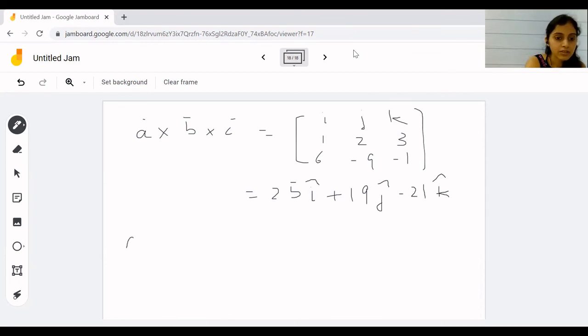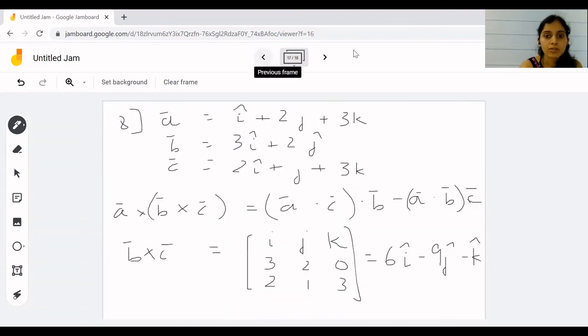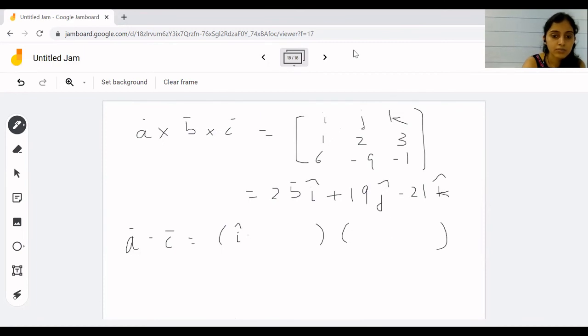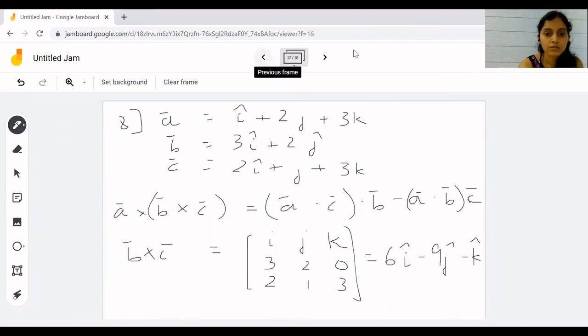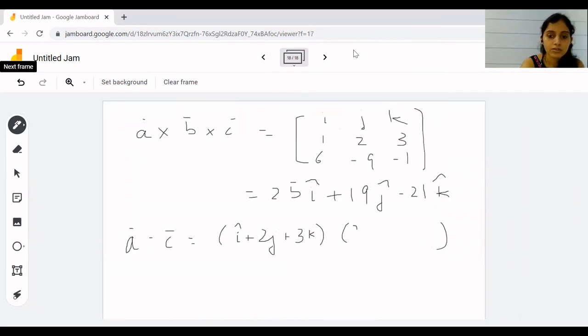Now let's check for the right hand side. So in the right hand side we have a dot product, that is a bar dot c bar. So what you do is you take the two vectors and take their product, that is i plus 2j plus 3k, and your c bar vector is 2i plus j plus 3k. Okay, now you have to multiply this. Now it's a dot product. So remember, dot product for same vectors, you'll get a value. For different vectors, it is 0. Okay, because cos 90 is 0 and cos 0 is 1.